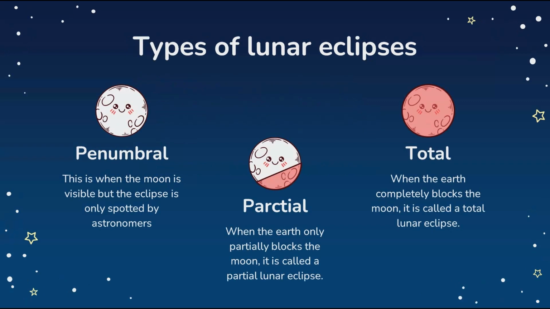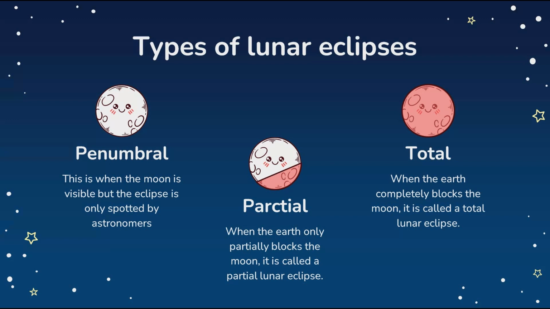There are different types of lunar eclipses. For example, penumbral, partial, and total. We're going to learn about these three. Penumbral. This is when the moon is visible, but the eclipse is only spotted by astronomers. So if you're lucky enough to have a telescope or to visit an observatory, you might observe the penumbral eclipse as it's very minor. It looks pretty normal, but there is an eclipse.